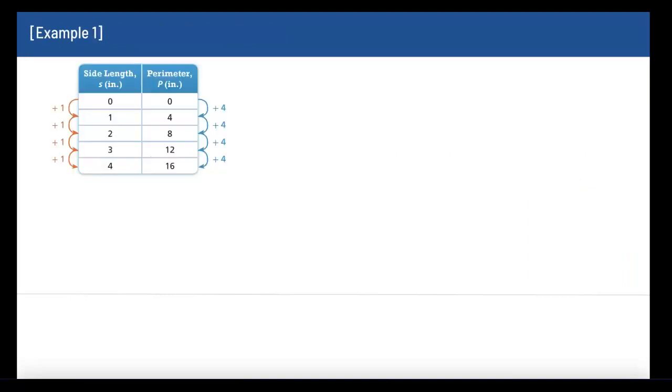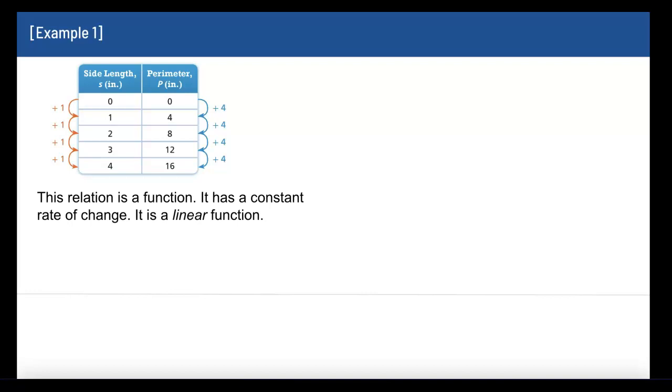Here is the table that is showing the side lengths and the perimeter. We see that each time we increase the length of the side, the perimeter increases by 4. This relation is a function because, again, if we know the side length, we know the perimeter, we're not going to suddenly have a different number. It has a constant rate of change because it's changing by the same amount. So this is a linear function.